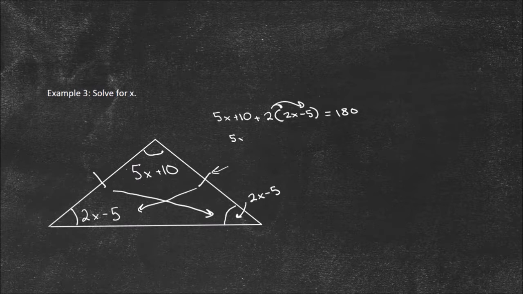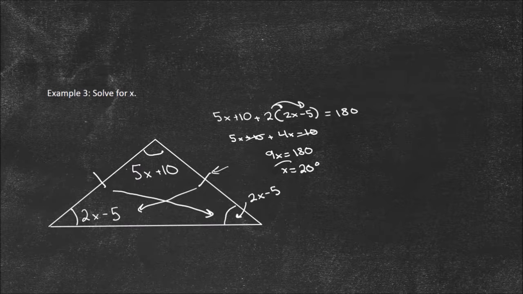I'm going to get 5x plus 10 plus 4x minus 10. Oh, this should be plus here. I accidentally wrote an equals. So 5x plus 10 plus 4x minus 10. Okay, so now the plus 10 minus 10 will go away, combine like terms. I get 9x equals 180. That means that x must be 20.